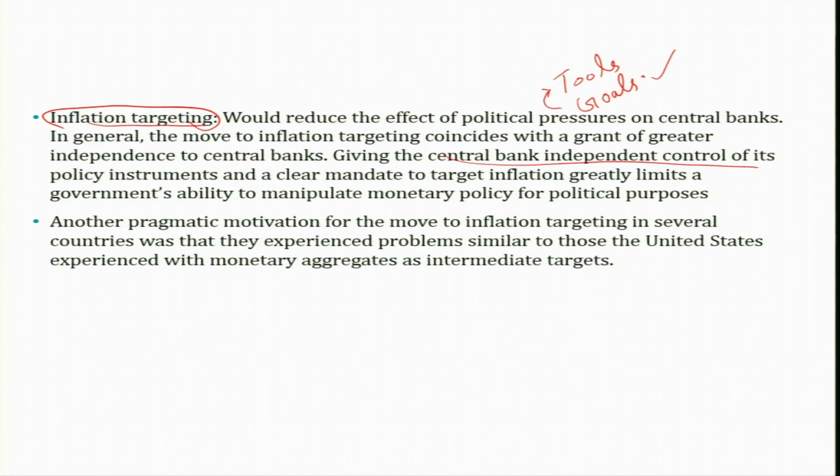So, another pragmatic motivation for the move to inflation targeting in several countries was that they experienced problems similar to those the United States experienced with the monetary aggregates as intermediate targets. The issue here is actually the time inconsistency problem, because when they target the money supply, how long does it take the money supply to make an impact on the economy, the impact on GDP? So, how long it takes.